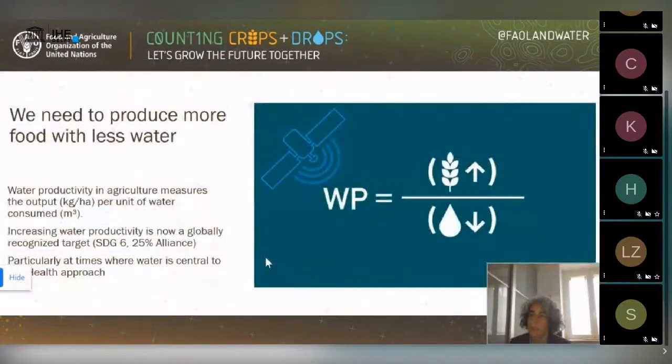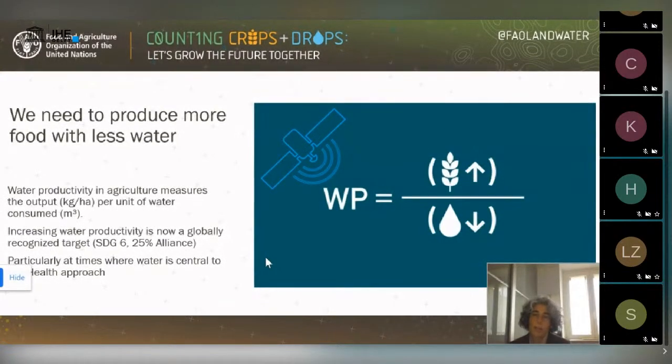And as we heard, we need to be able to produce more food with less water. That's why water productivity is an indicator that has become relevant in the last decades, because it is able to capture at the same time the agricultural production and the water that goes into that production. So that's how we define water productivity in agriculture.